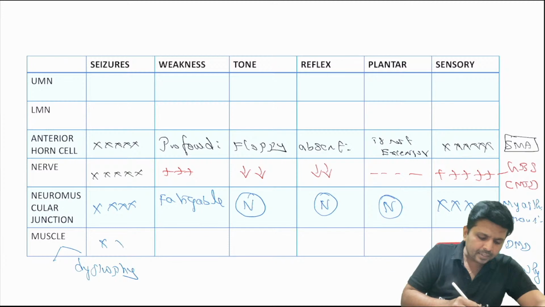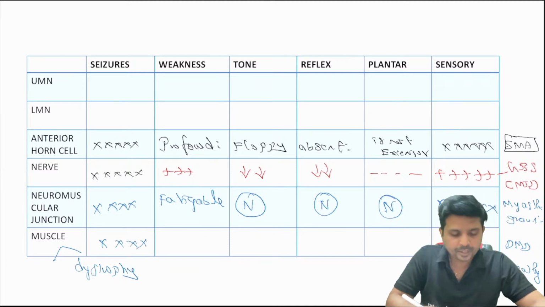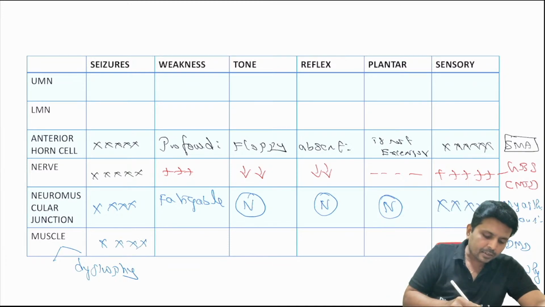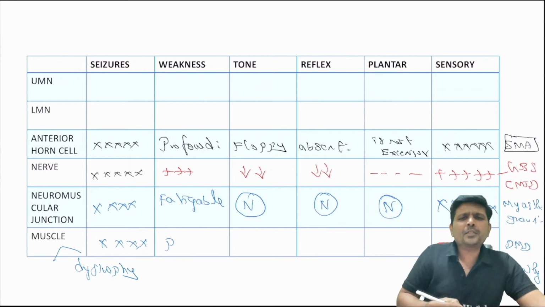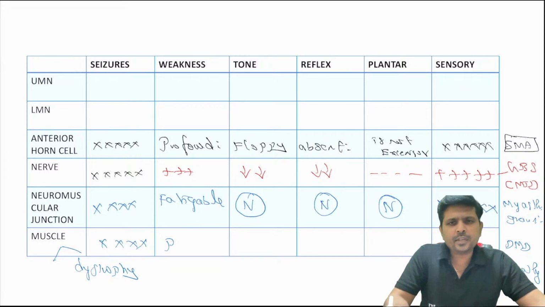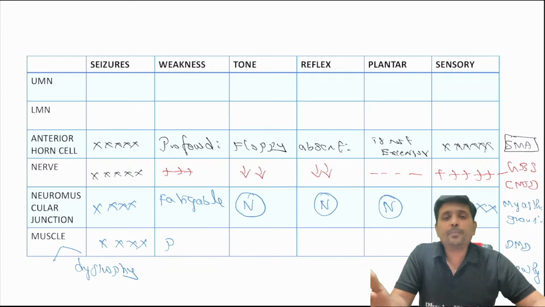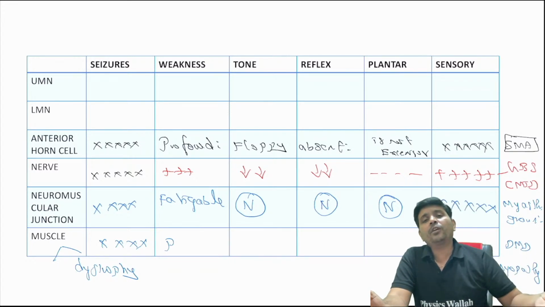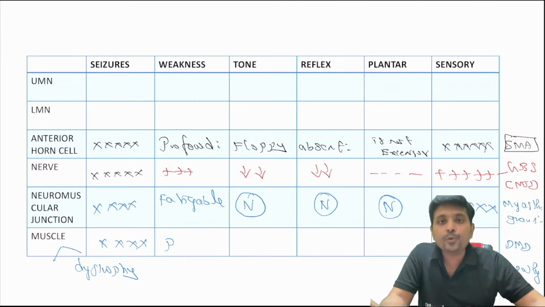In muscle diseases also, seizures will not be there. And the weakness shows relentless progression. By 3 years he could not walk. By 4 years he could not even stand. By 7 years he will be bedridden. By about 10 years, because of the involvement of the diaphragm, he may die during sleep.